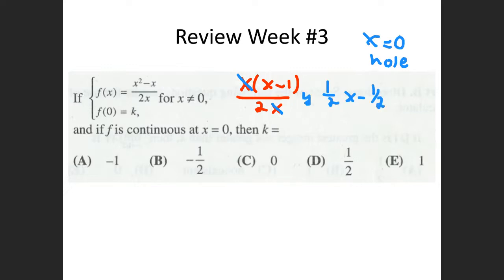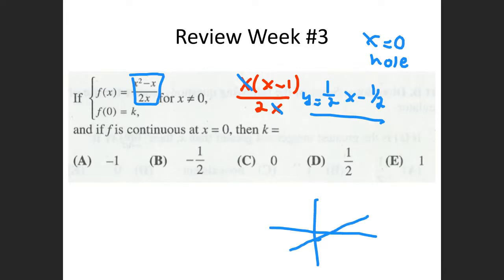So really, this graph right here, x squared minus x over 2x, is the exact same graph as this, except at x equals 0, there's a hole. So this thing is going to look something like this, 1/2 x minus 1/2. So it starts down here, and then it comes up like this. But at x equals 0, there is a hole in my graph. So the hole is right about there. They want me to fill in the hole.